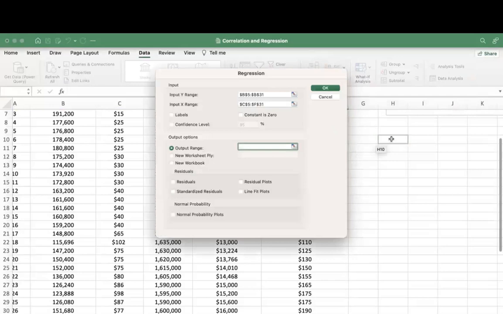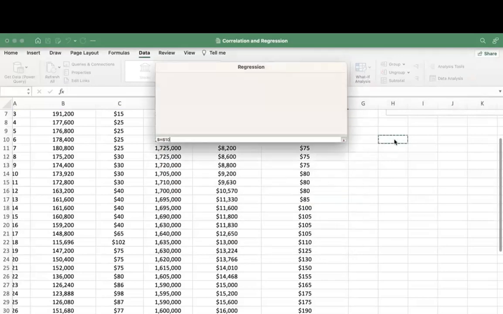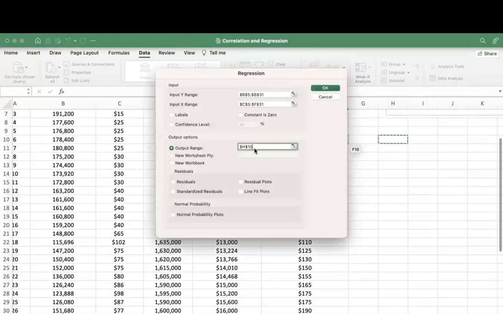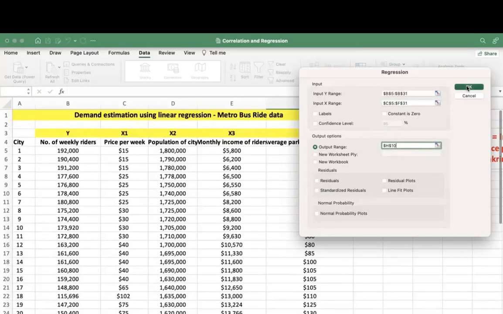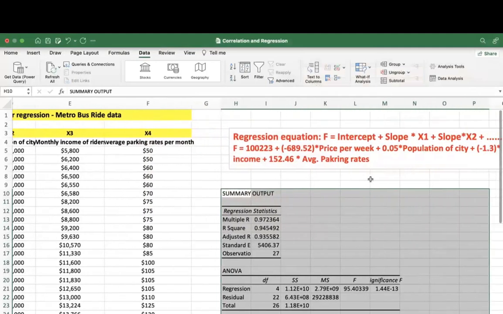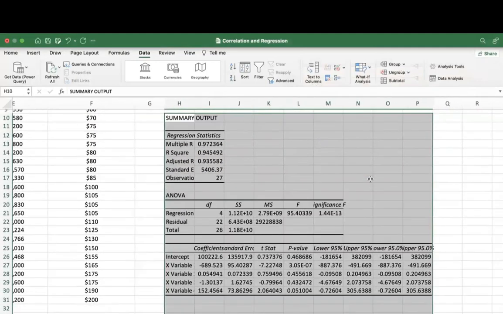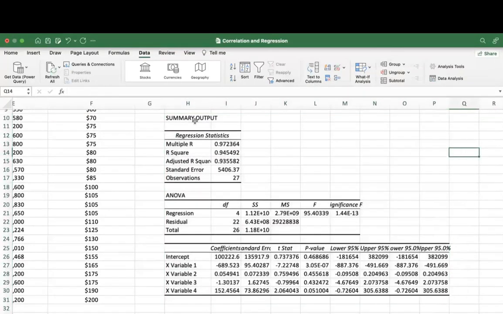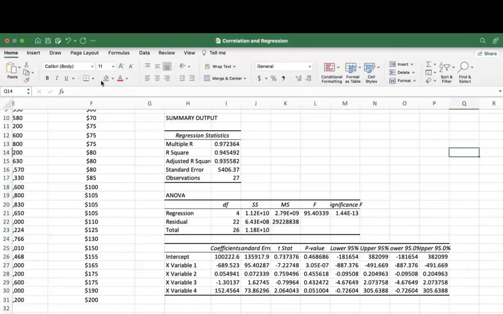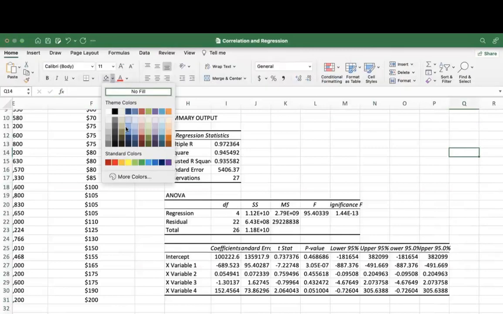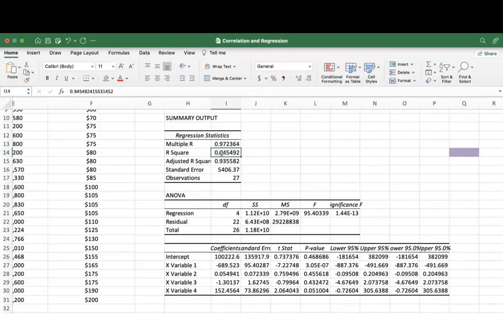Output range, where do you want your results to appear? Let's say I want my results to appear here, at column H10, and when I hit OK, it has given me these results. Now, for the interpretation of these results, there are many things of interest, but let's go to the most important one, this one, R square. R square, which means the relationship, is 94.5%.